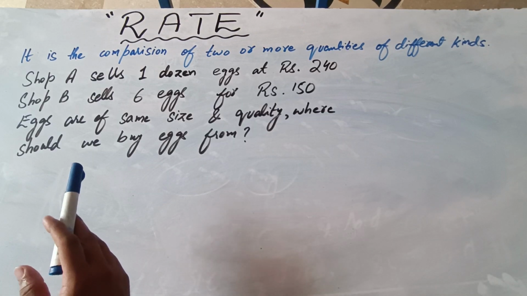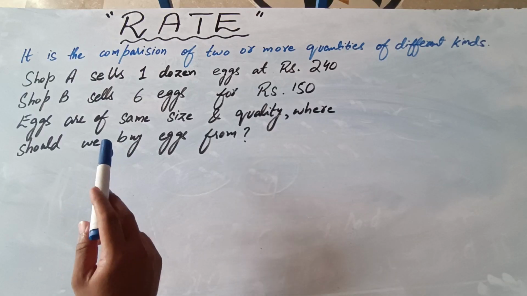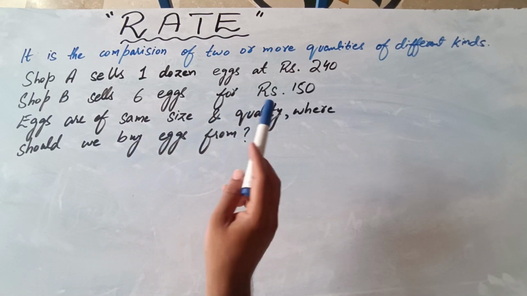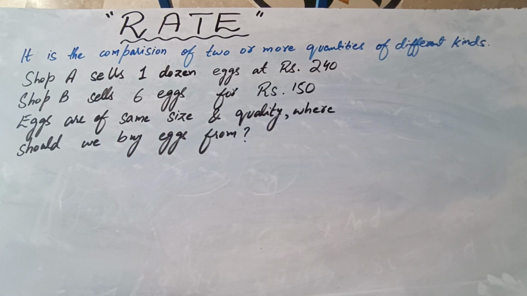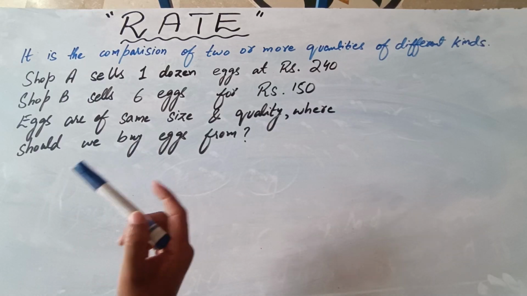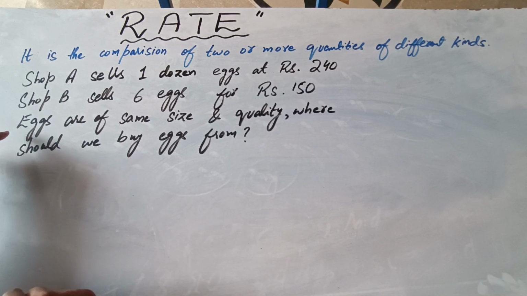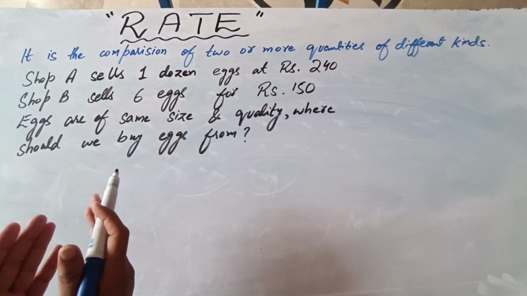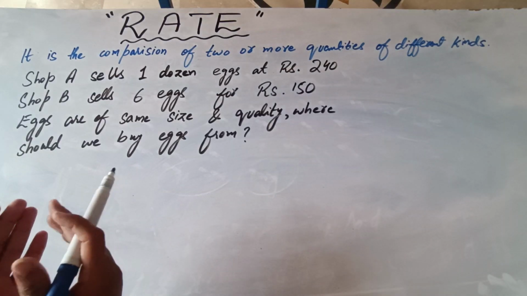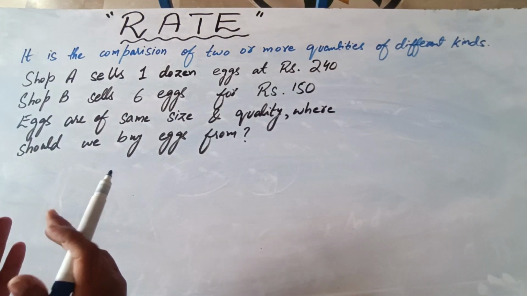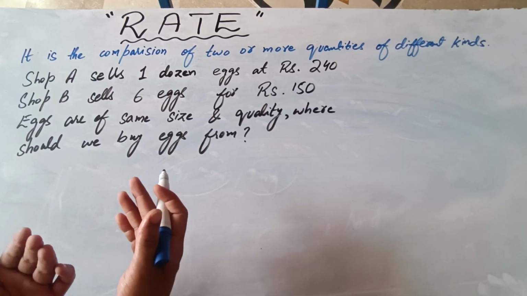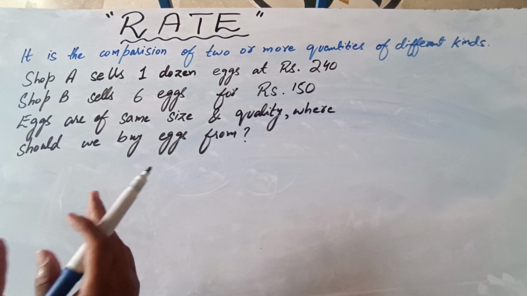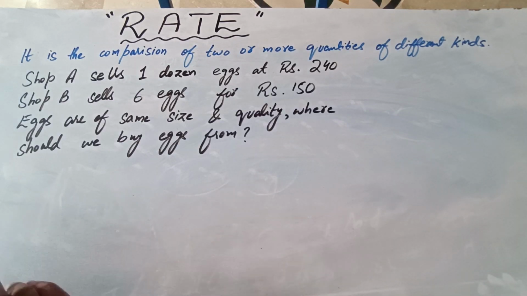Now let's look at this question. Shop A sells 1 dozen eggs at rupees 240, while shop B sells 6 eggs for rupees 150. Given that eggs are of the same size and quality, where should we buy eggs from? So the rate or the cost of eggs is given in this problem from shop A and shop B. Two different shops selling eggs. Eggs are of same kind, same quantity, same size.